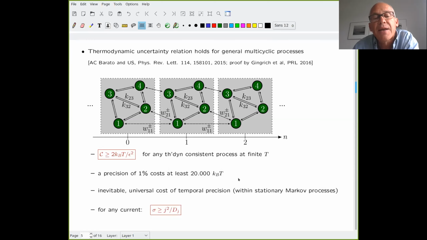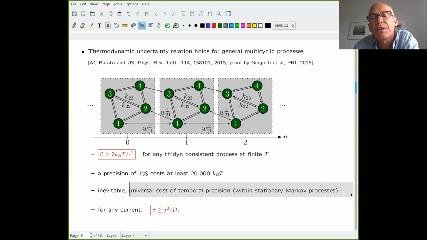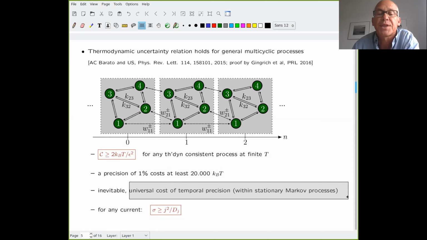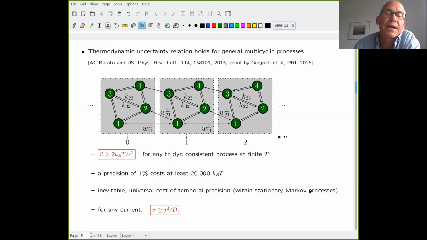So I should stress, this is the inevitable universal cost, and it's based here on assuming an autonomous stationary Markov process. And we had that before during these days. You can rephrase it as a relation between the entropy production and the mean of any current. This is important, you can take any current, and dJ is the dispersion of the current or the diffusion coefficient of this current.